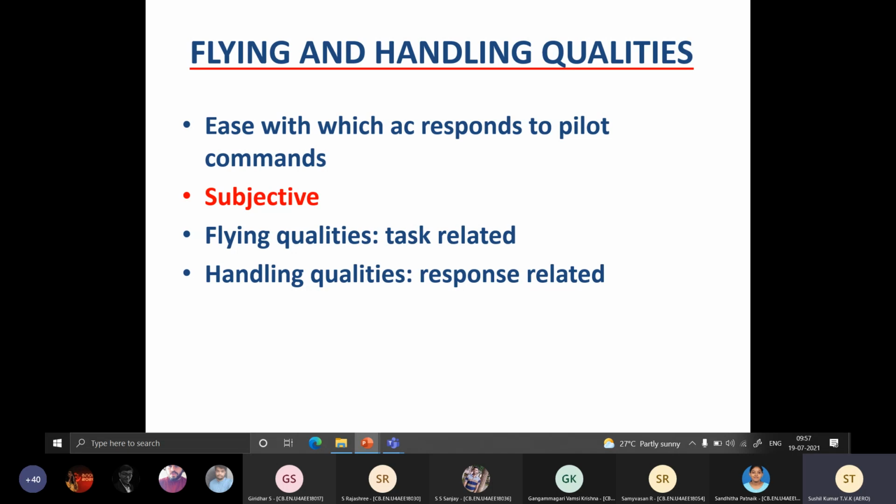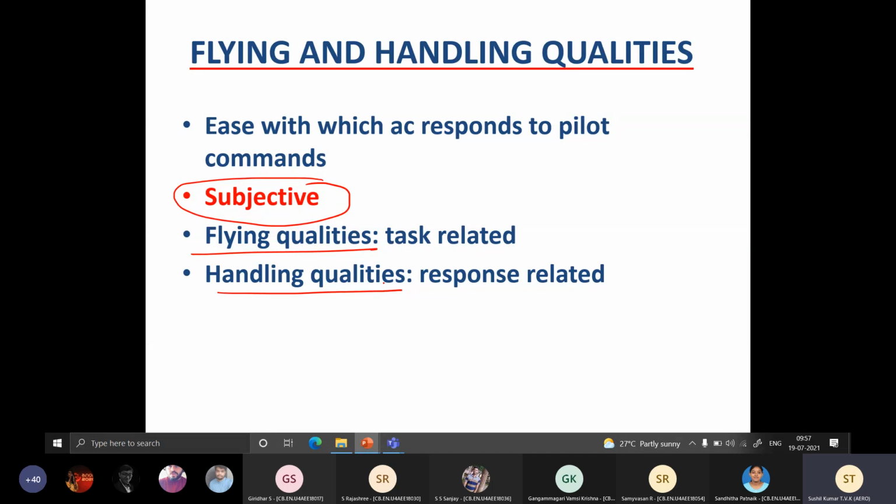So basically it says how easy it is for the pilot to give some command and how well the aircraft responds. Now if I make a statement like that, it's quite subjective, okay? Vignesh will say, oh, my aircraft is flying very well. Whereas Sanjay will say, no, no, your aircraft is not flying that well. So it's subjective, left to the pilot. So they just want to bring some structure to these qualities. So they came out with something called flying quality and handling quality.